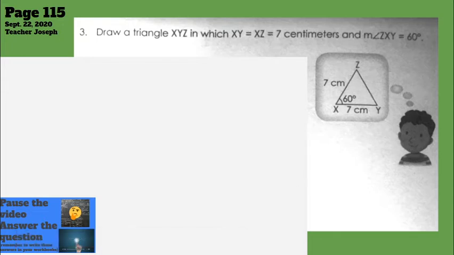On page 115, it has you drawing a triangle XYZ in which XY is equal to XZ. They're both 7 centimeters. This line and this line are both going to be 7 centimeters. And the measure of ZXY is 60 degrees. So the measure of this angle in between those two lines is 60 degrees. Pause the video and try this on your own.